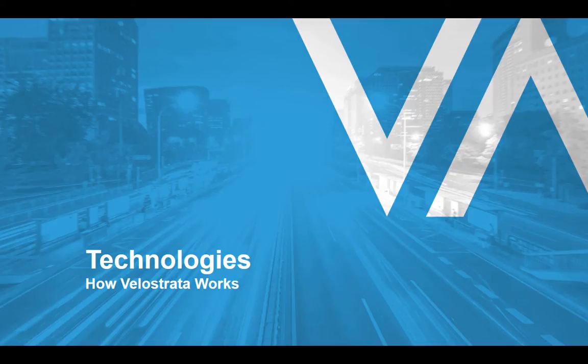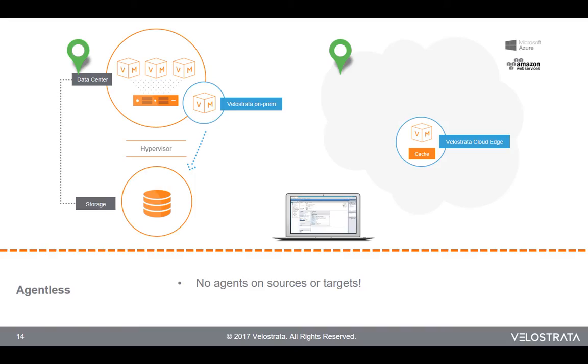So let's talk about the technologies that power Velostrata's advanced solution. First, Velostrata is completely agentless. We do not use agents on either the source or target systems. Agents can create a lot of issues and challenges in a cloud migration project, so we've decided to avoid them entirely.